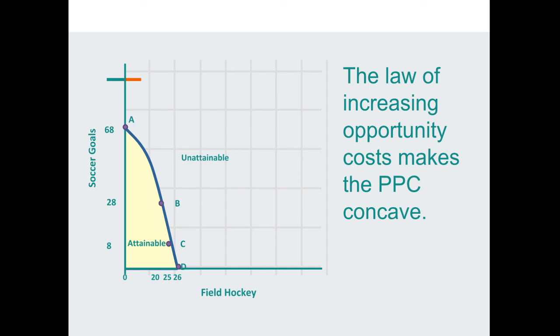Anytime we're inside our PPC, we are being inefficient. Okay, it might be attainable, but it's inefficient. In a typical production possibility curve, being inside the curve means we have unemployment or we're not using all our resources to their max. Now, the same thing goes for outside the curve where it's unattainable. We would like more of everything, right? We have unlimited wants, but limited resources. Okay, so that's why you'll see that.